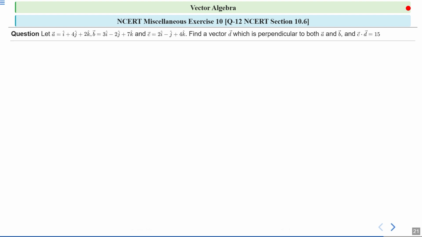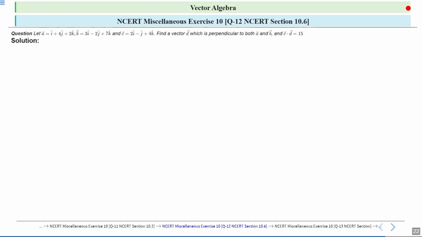So let's see how we can solve this. We have to find a D vector which is perpendicular to both A vector and B vector, and also it should satisfy C vector dot D vector is equal to 15, right? So let D vector be equal to D1 I cap plus D2 J cap plus D3 K cap.